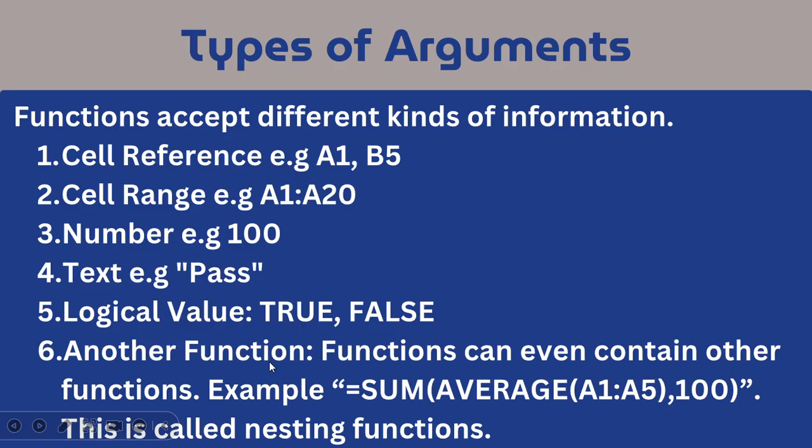Another function can be an argument in a function. So functions can even contain other functions. Example: equals SUM(AVERAGE of this, comma 100). That means you first find the average of this, then add it to 100. That's what you are simply telling Excel to do here. So this AVERAGE is a function on its own, and a function enters into the argument. This kind of thing is called nesting functions. Take note of that.